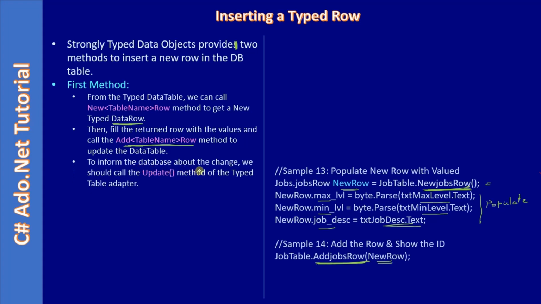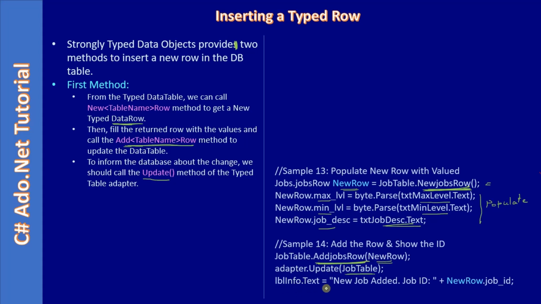To inform the database about the change, we should call update method. So we should call the update method of the typed data adapter. And if you see adapter.update, and we give our job table. This job table now contains a new row, right? This new row is already added, and after adding that row, we make a call to update method of the adapter, right? So the adapter will now take care of inserting the row.